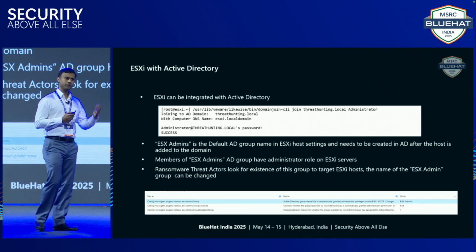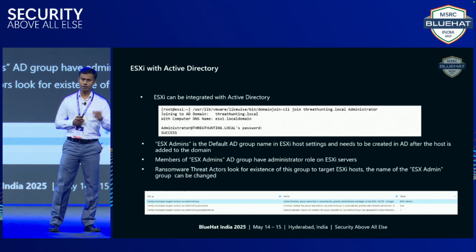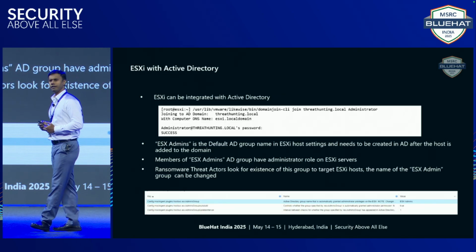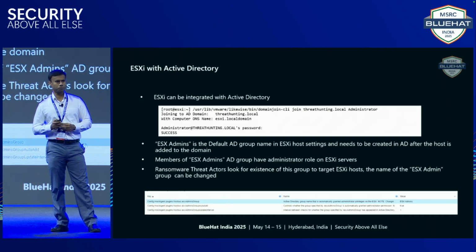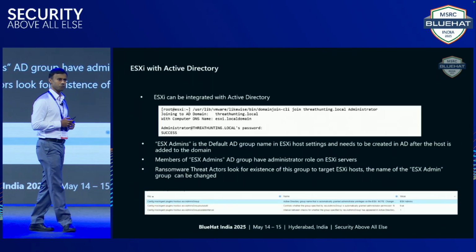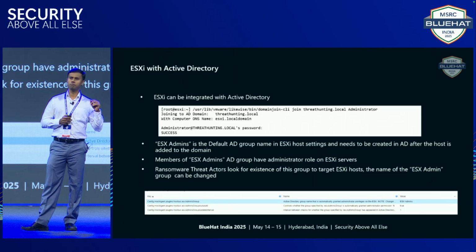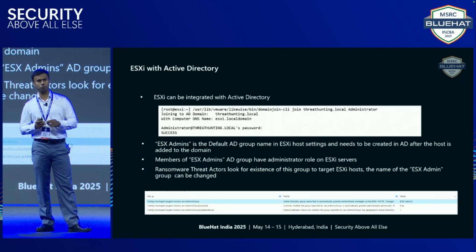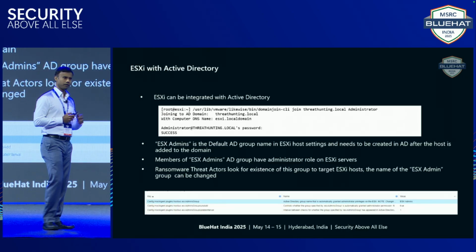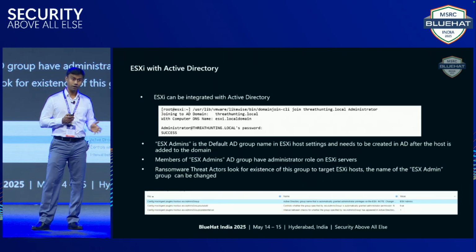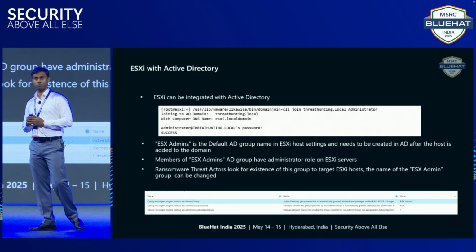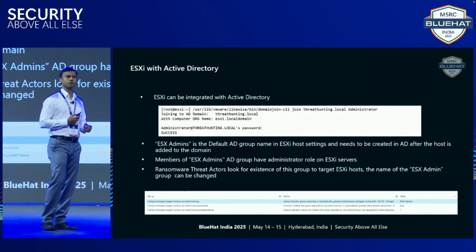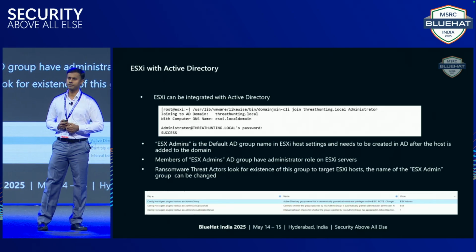When ESXi is integrated with Active Directory, a group called ESX Admins gets created in Active Directory. Whichever user accounts have membership privileges over this group will have administrative permission on the ESXi host. So when a threat actor is doing AD reconnaissance, and if they identify this specific group, it's a clear indicator to them that the organization has a VMware ecosystem that is integrated with Active Directory. So I generally recommend my customers to change the default name at least, so that you can reduce the exposure of ESX Admins.